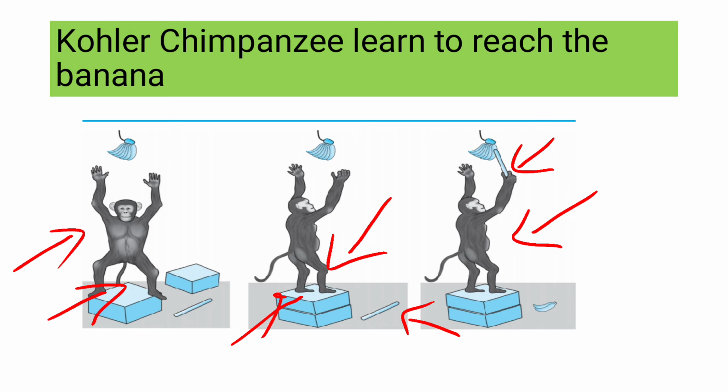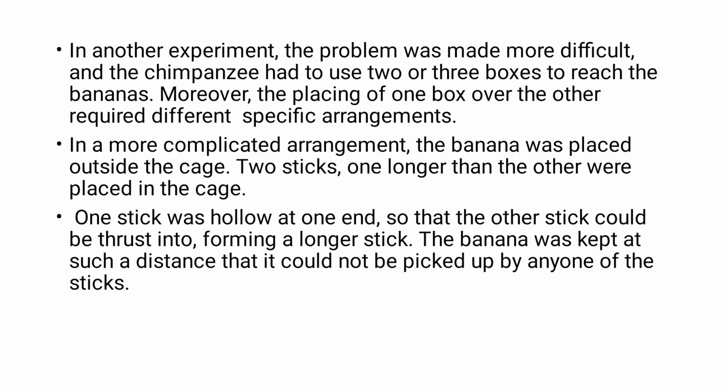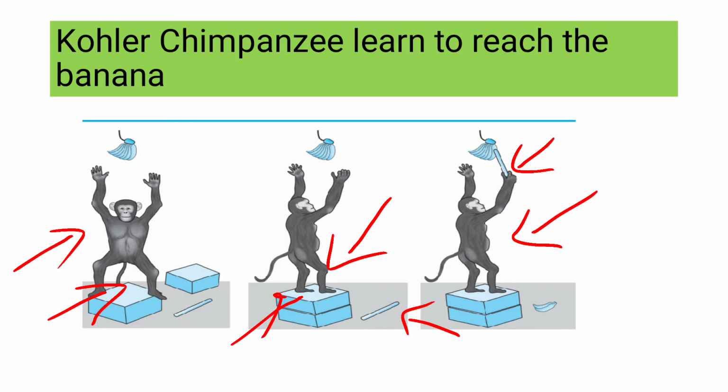So in this way, the Kohler chimpanzee learned to reach the banana step by step by means of insightful learning. Initially, even if it tried with only one box, it may not reach the goal. Even with two boxes also, it may not reach the goal. Even with the stick only, it might not reach the goal. So combined, with the two boxes and one stick, it reached the goal. So you have to consider the learning as a whole.